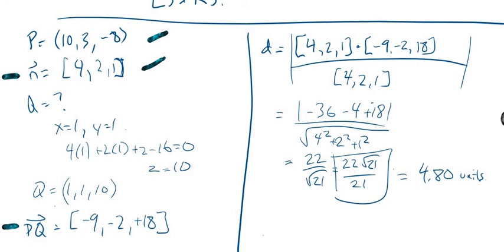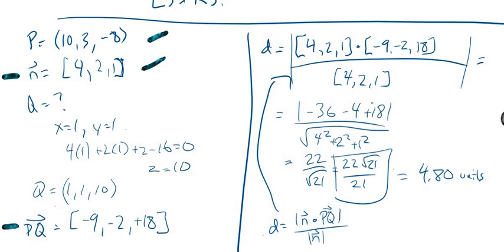Remember, our formula was D equals the absolute value of the normal dot product with PQ over the magnitude of n. So that becomes [4, 2, 1] dot [negative 9, negative 2, positive 18] over the magnitude of [4, 2, 1], with our big horizontal lines. And remember, this can apply as absolute value or as magnitude. So we're going to just see what we get from our top and our bottom.